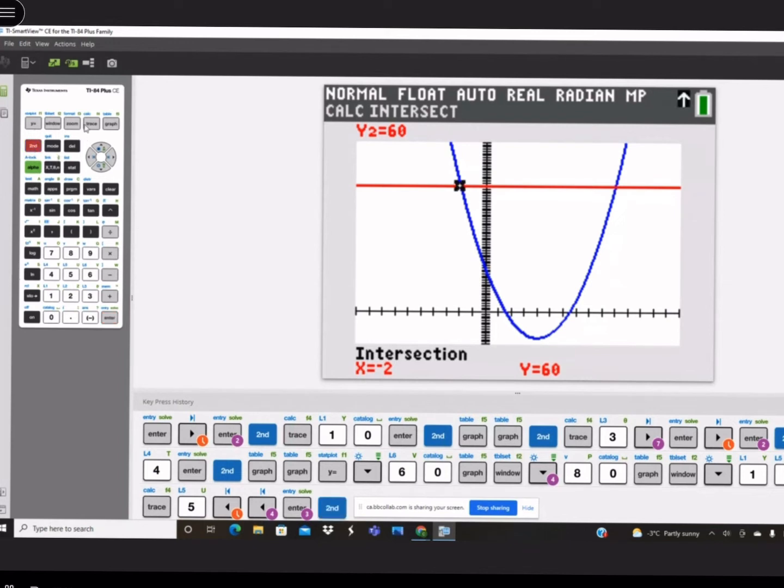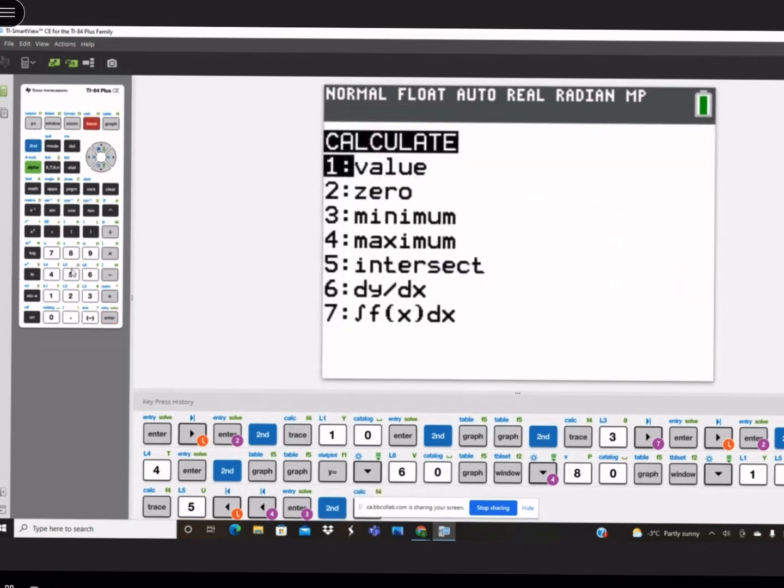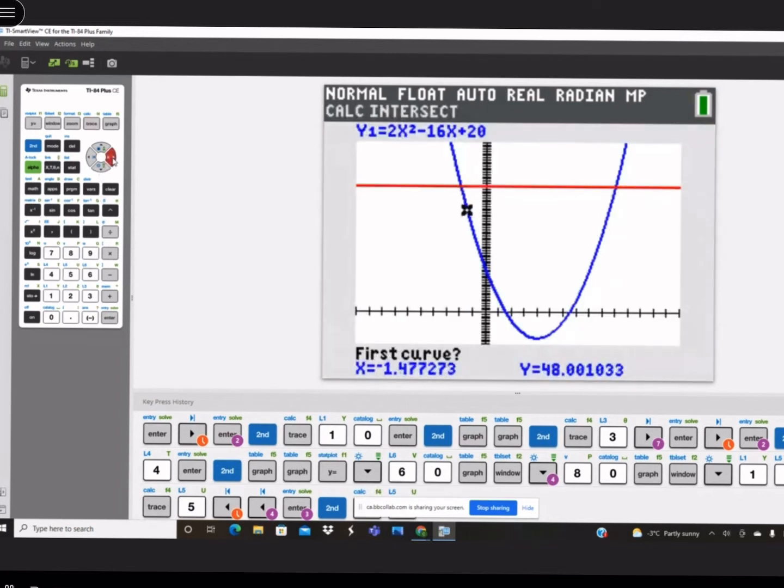Now, if we do that again, second calculate, option 5 for point of intersection, this time we want to go closer to the other intersection point. Click enter once you're closer to that second point of intersection. We know the second curve is y equals 60, so we hit enter a second time and we go ahead and let it guess. It tells us when x is 10, our y value is 60. So we've been able to use all of these calculator functions to analyze the curve as requested.